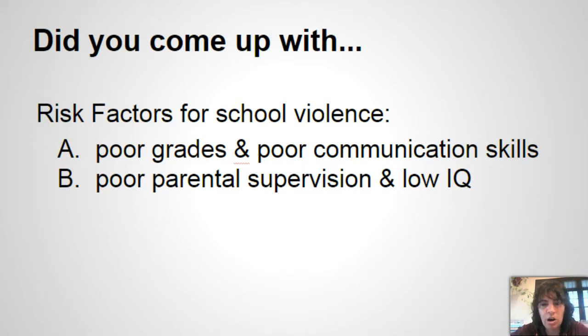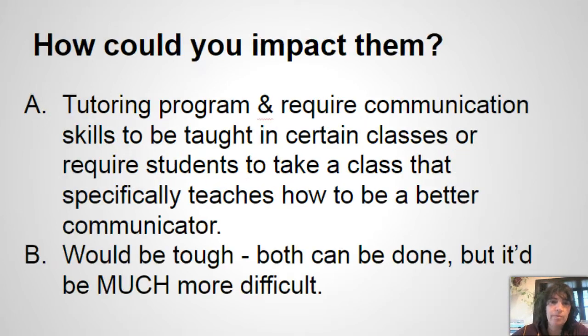So both of those things are definitely things that you could have an impact on and change, but the easiest ones to choose that you might have the biggest impact on would be poor grades and poor communication skills. How could you do that? Well, you could start a tutoring program to reduce the amount of poor grades, right? And you could require communication skills to be taught in certain classes that kids are already required to take, or you could create a class or require kids to take a class that already teaches communication. Like I said, all of those could be done, but there are certainly a couple that rise to the top as the easiest to have an impact on.